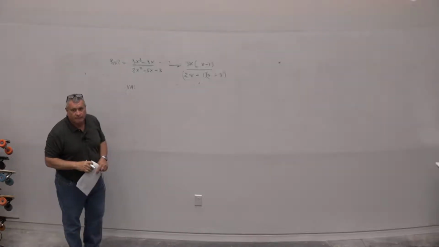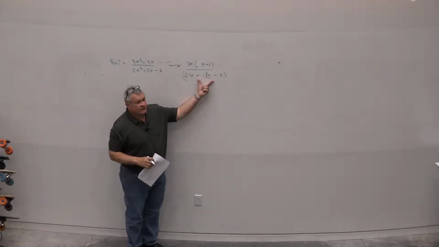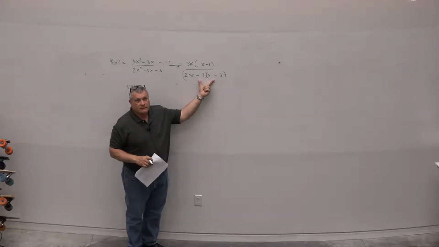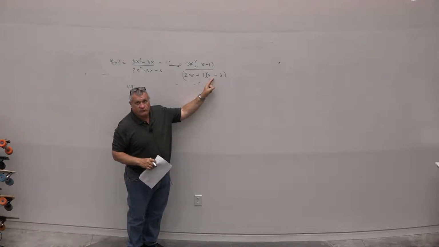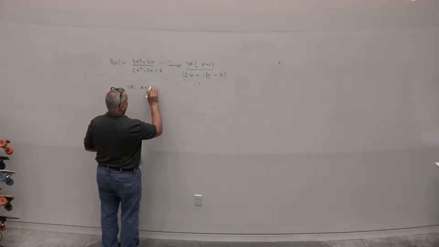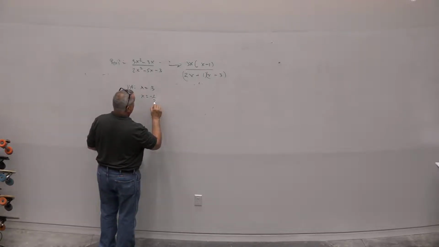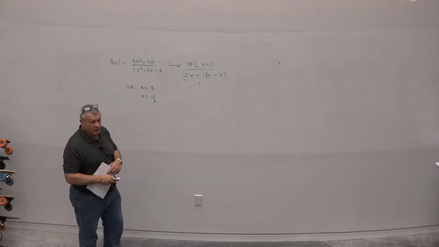Where do they come from? Comes from these numbers here, doesn't it? Okay. So at x equal to 3, there's an asymptote. What else? X equal to what? Minus 1/2. Okay. Now, tricky, treacherous point.